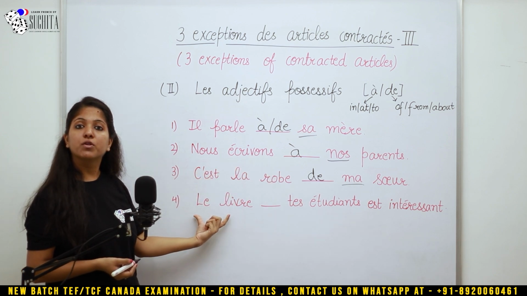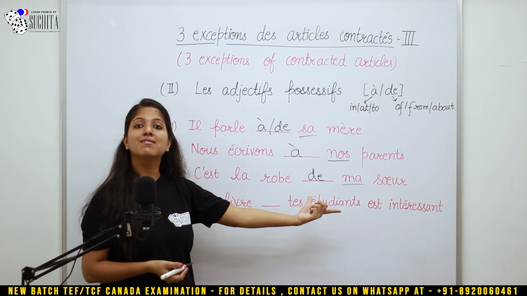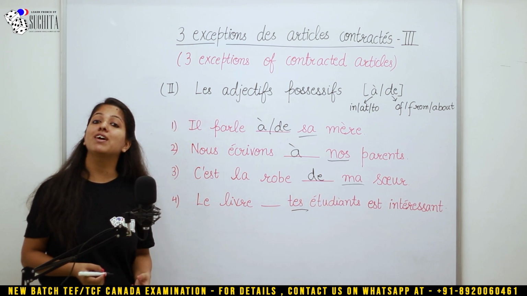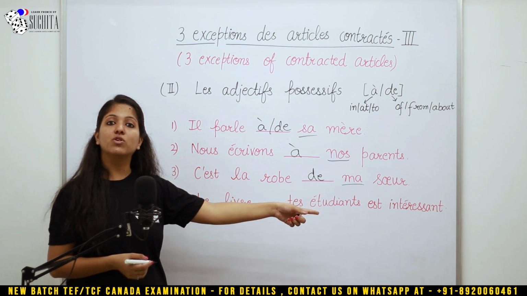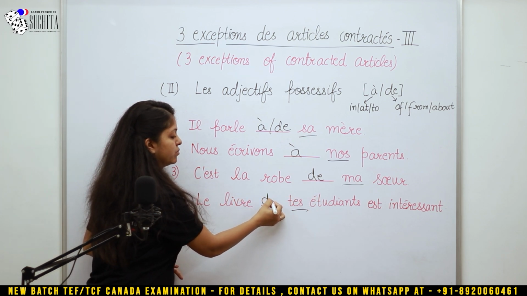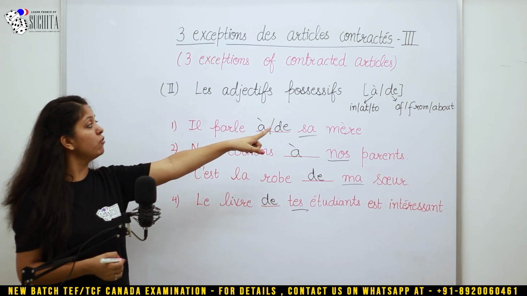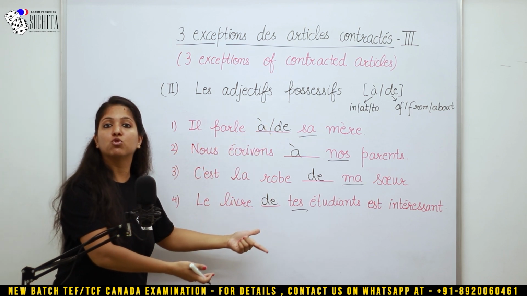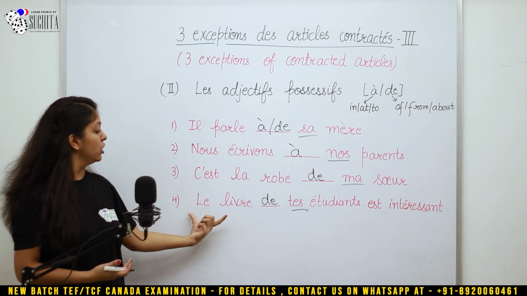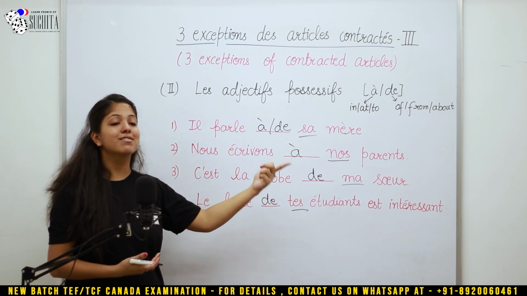Le livre. The book. Tes étudiants. Again, tes is your possessive adjective. So the book of your students is interesting. So the meaning is of, you will put de. You will not say the book of the your students. No, that's grammatically wrong. The book of your students is interesting.